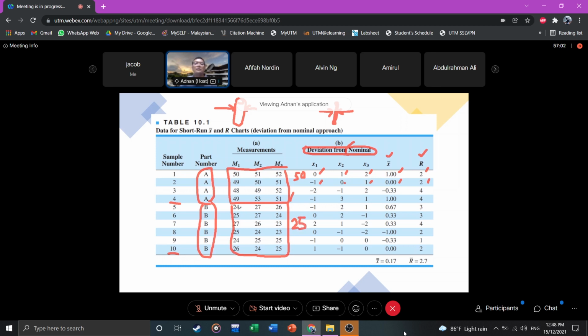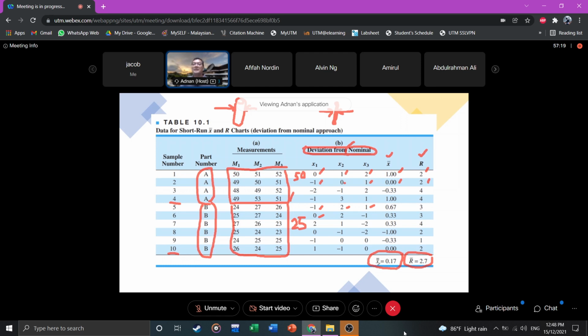So 24 minus 25, you got minus 1. 27 minus 25 is 2. 26 minus 25 is 1. 25 minus 25 is 0, and carry on, and so on. So at the end, you still got X bar, X double bar, and R bar.